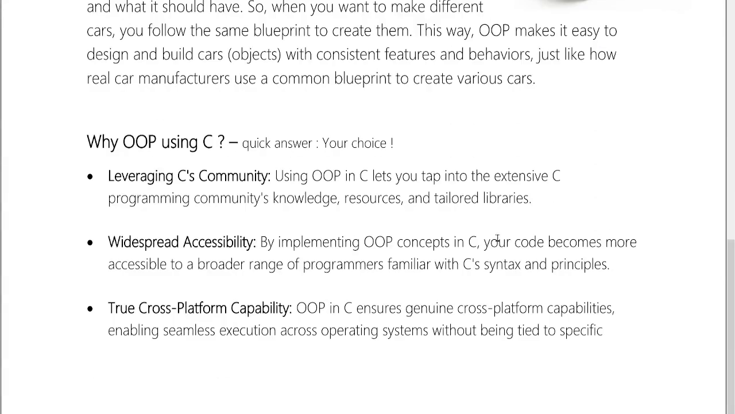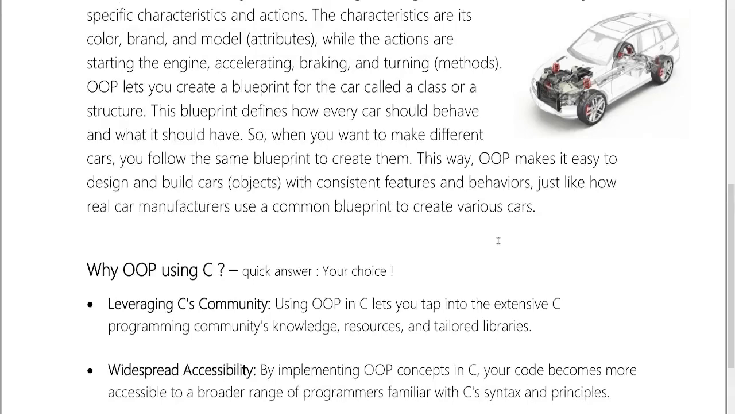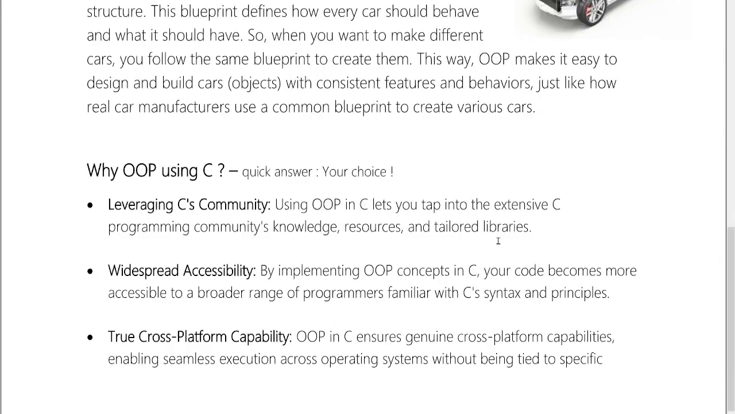There are some advantages. I'm not proposing C to be used all the time for object-oriented programming. Why are we using C for object-oriented programming? The quick answer is it's your choice. If you are willing to learn further languages like C++, Java in the future, or web programming languages like PHP, Perl, or Python, of course, which is most popular at the moment, you would be able to create different kinds of classes and objects.